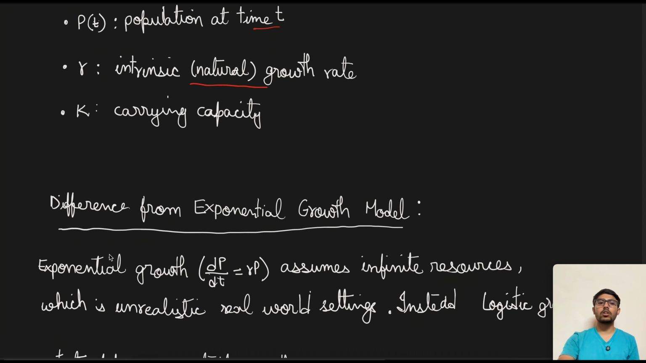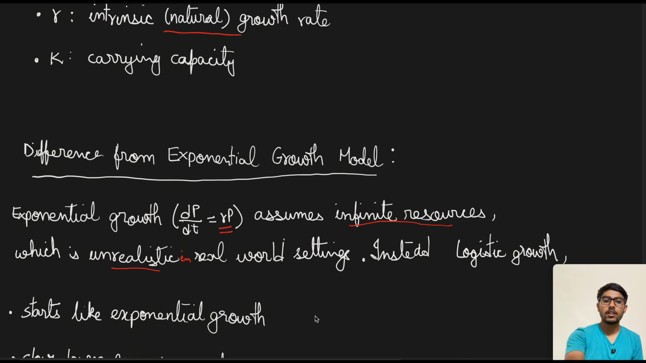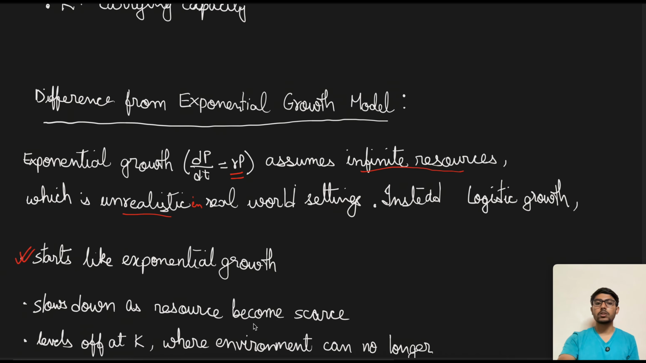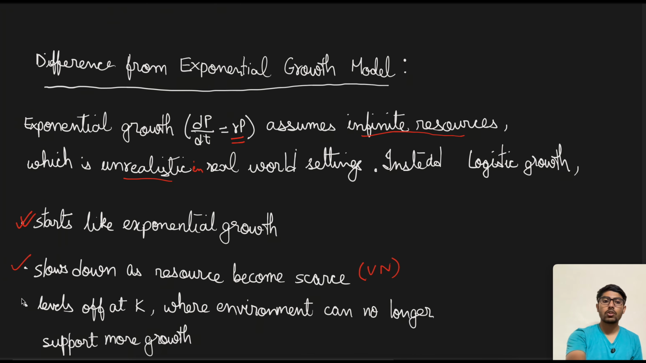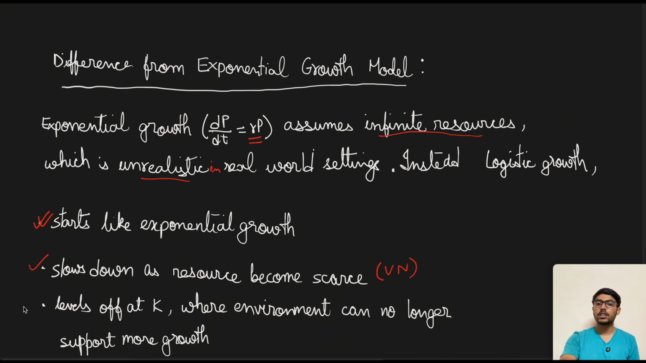So exponential growth, dP/dt equals r into P, assumes infinite resources, right, which is unrealistic in a real world setting. Instead, the logistic growth model starts with exponential growth, which we will see, and slows down as resources become scarce, which is very natural, right. Next, it levels off at K, where the environment can no longer support more growth. So when the resources get exhausted, then we come down to the carrying capacity level K, where the environment can no longer support additional growth from here.